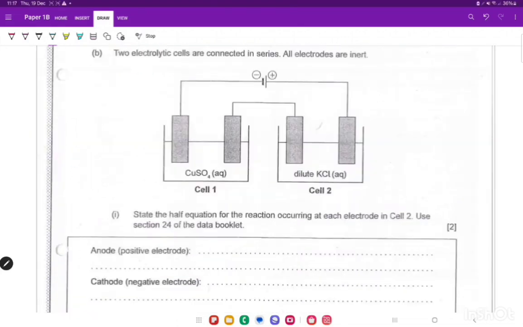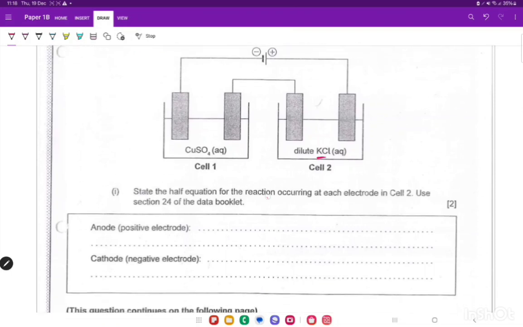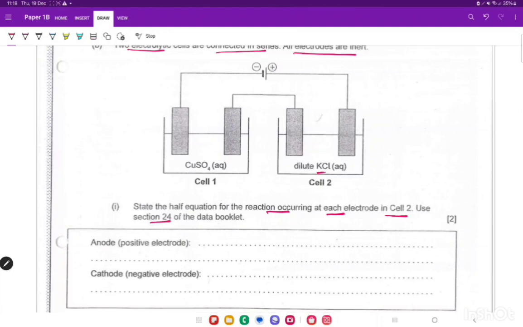Part B for question 3. Two electrolytic cells are connected in series with each other. All electrodes are inert. These are two electrolytic cells, one containing copper sulfate, another containing dilute KCl. State the half equation for the reaction occurring at each electrode in cell 2 using section 24 of the data booklet.